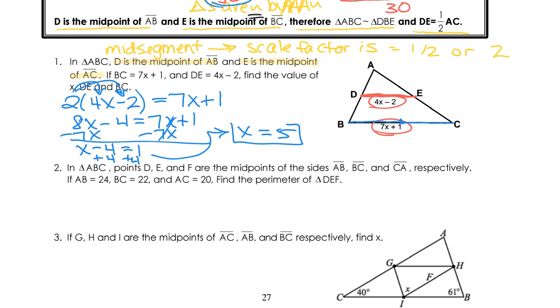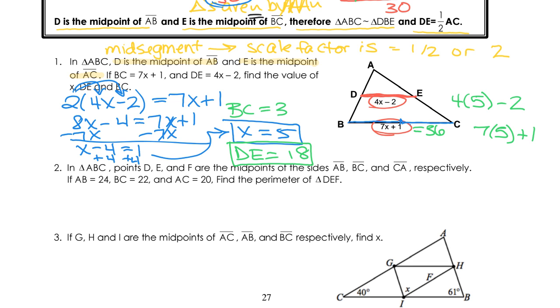And that's one of the things they asked me to find, but they also asked me to plug in. So this is going to become 4 times 5 minus 2. And so now we can say that DE ends up being 20 minus 2, which is 18. Okay. And we can either double it times 2 and get this one to be 36, or we can plug in 7 times 5 plus 1 and get 36 that way. And so we can say BC equals 36.